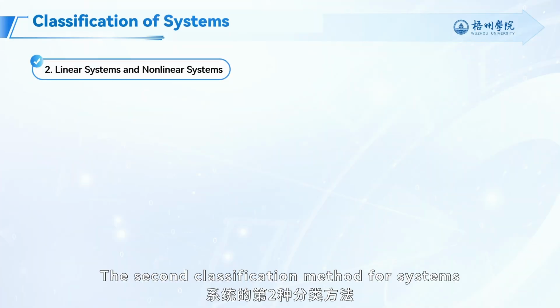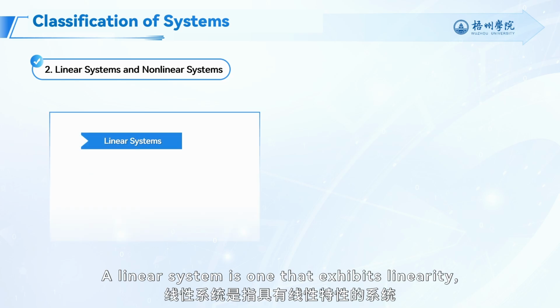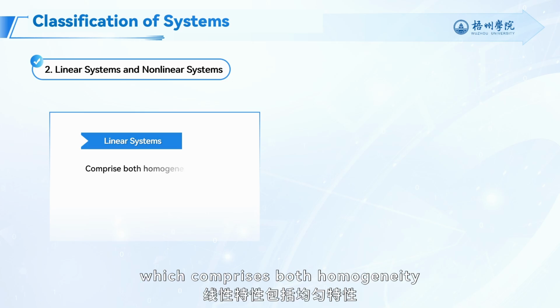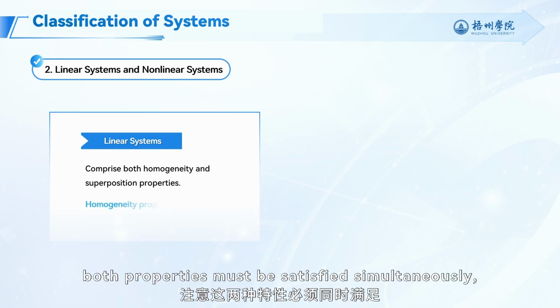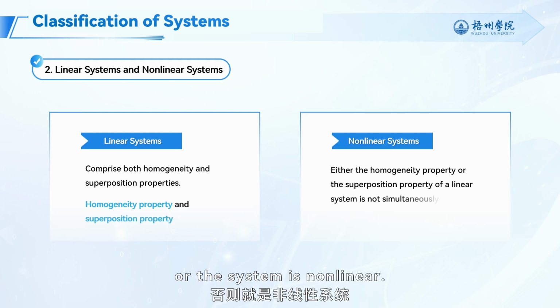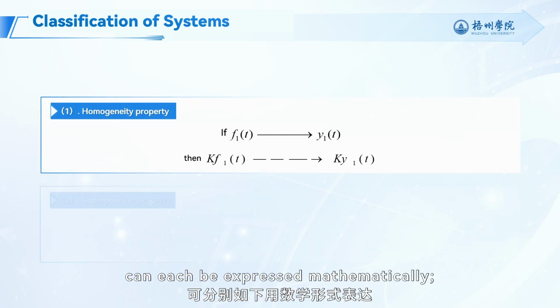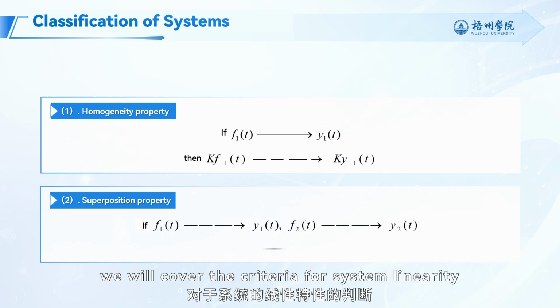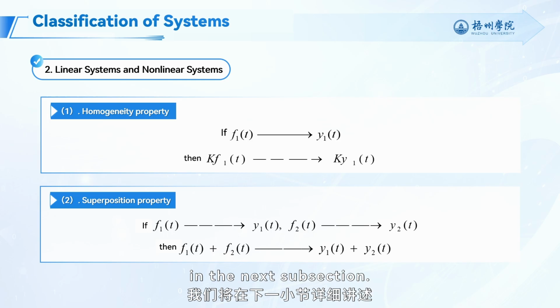The second classification method for systems is linear systems versus nonlinear systems. A linear system is one that exhibits linearity, which comprises both homogeneity and superposition properties. Both properties must be satisfied simultaneously, or the system is nonlinear. The homogeneity and superposition properties can each be expressed mathematically. We will cover the criteria for system linearity in the next subsection.